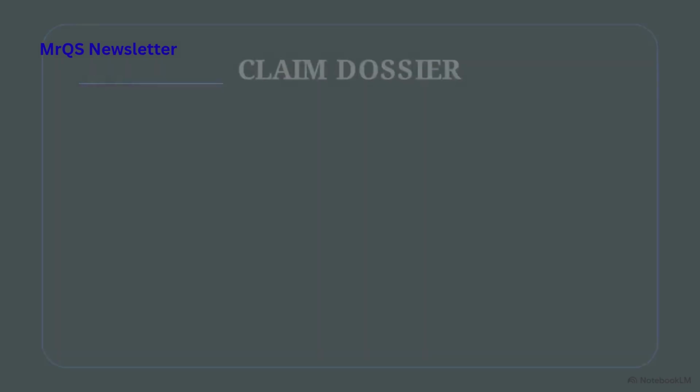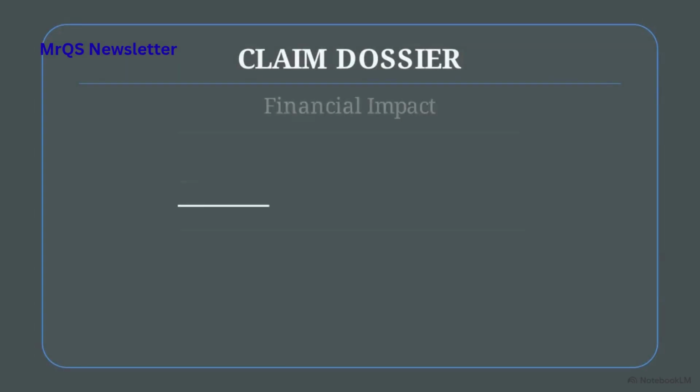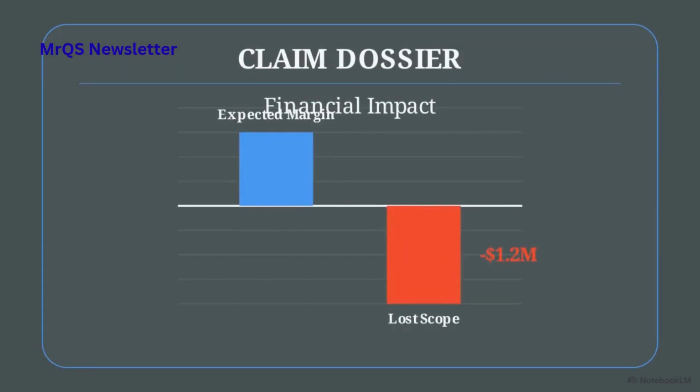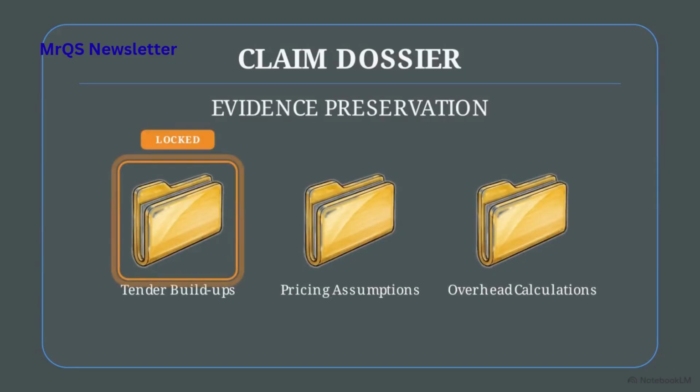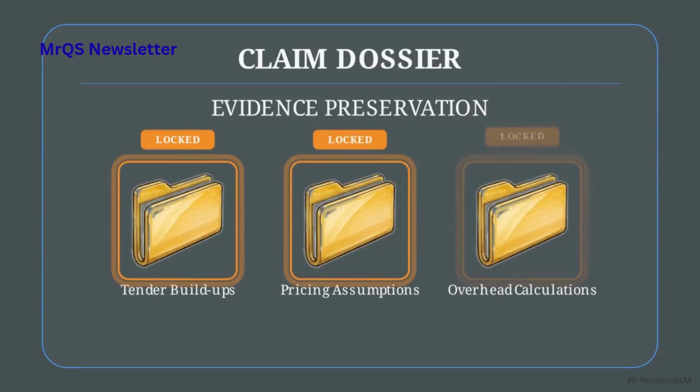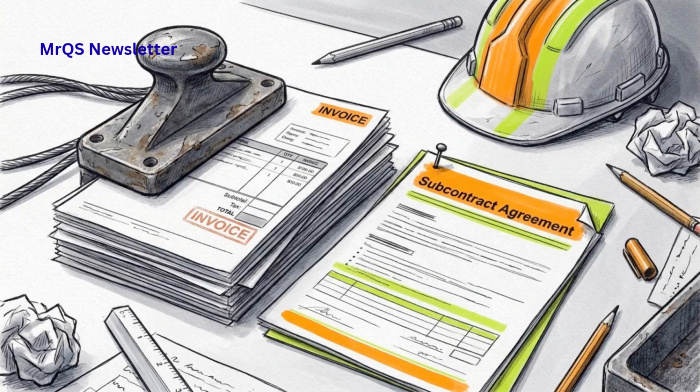A legal argument is only as strong as the data behind it. You need to prove the exact financial impact of the lost scope. Immediately lock down your tender buildups, pricing assumptions, and overhead calculations. Record your procurement commitments and subcontract agreements. These prove the resources you already deployed before the work was removed.